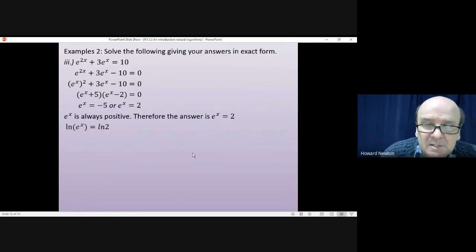The last thing we need to do is solve that equation. So if e to the x is equal to 2, then we take the log of both sides. So the log of e to the x will equal the log of 2. And then finally, the log and the e cancel out with each other, and that simplifies to x equals log 2. And that is the final answer. So that's the equation solved, x equals log 2.